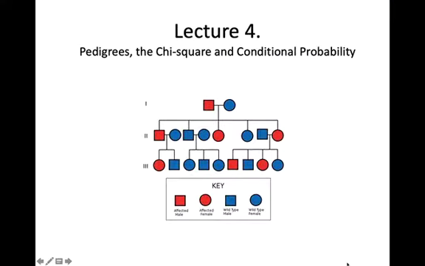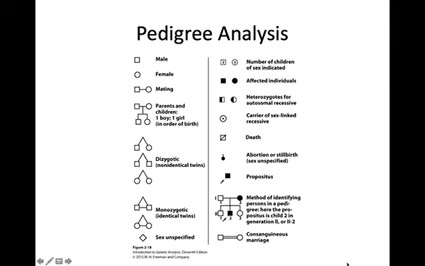Hello, welcome to Lecture 4, in which we discuss pedigrees, the chi-square, and conditional probability. Up until now I've been doing a lot of work, actually focused largely on Drosophila and pea plants, in which a researcher can basically set up any cross they want.